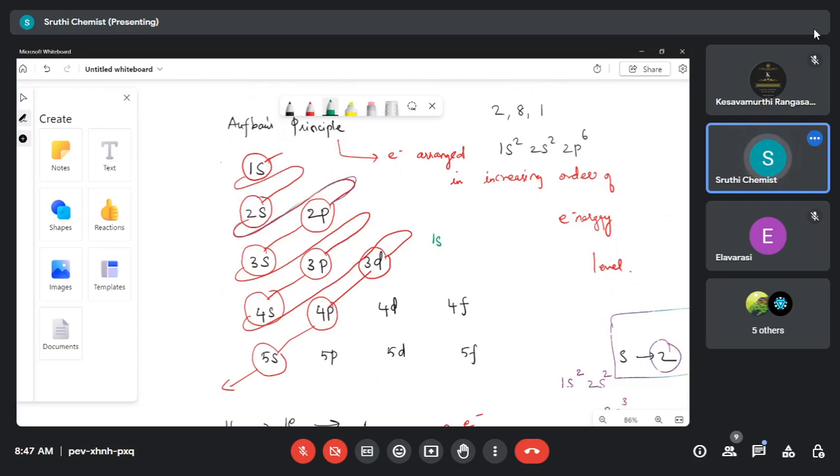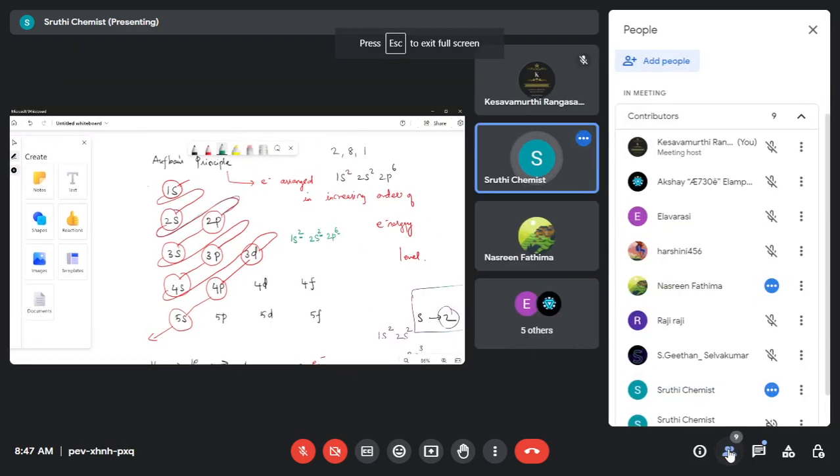In the case of 1s, what is the maximum number of electrons in the s subshell? 2 electrons. Very good. So it is 1s2. Next to 1s, where do I have to move? 2s. Again, what is the maximum number of electrons in the s subshell? 2. So it is again 2s2. After 2s, I have to move to 2p. What is the maximum number of electrons in the 2p? 6. Okay, now I filled 6 electrons. Just count at this stage. I have 2 electrons, 2 electrons and 6 electrons. So totally I filled 10 electrons. How many electrons are remaining?